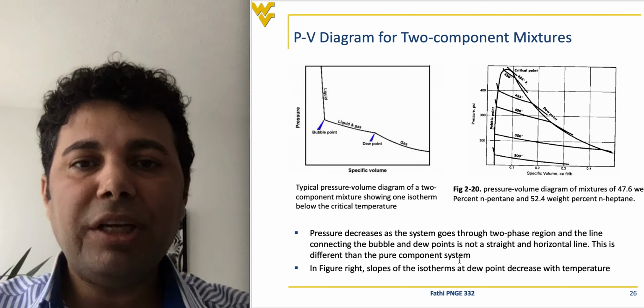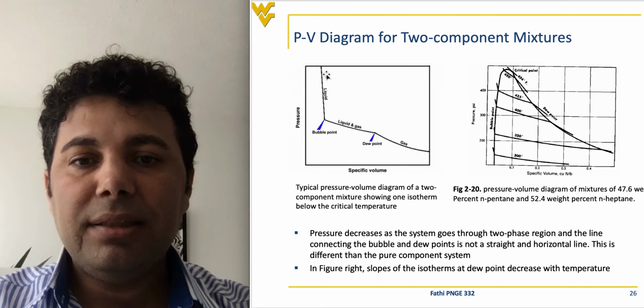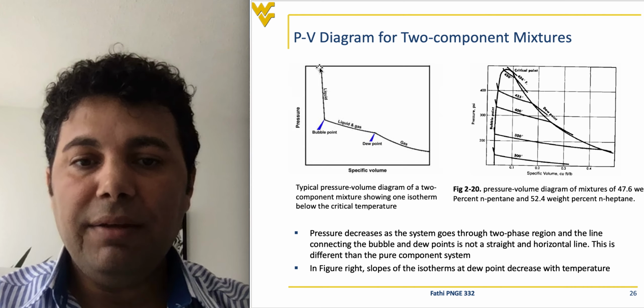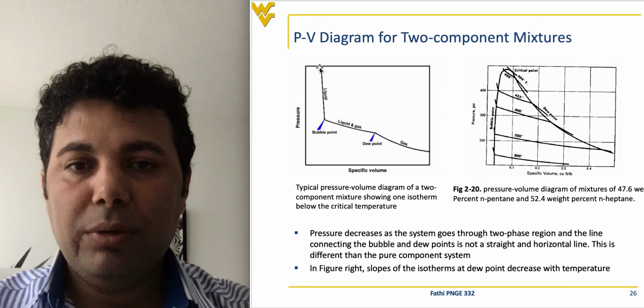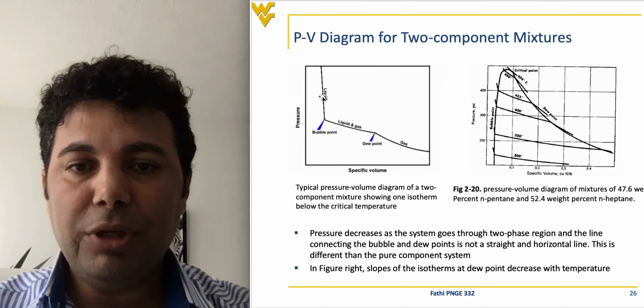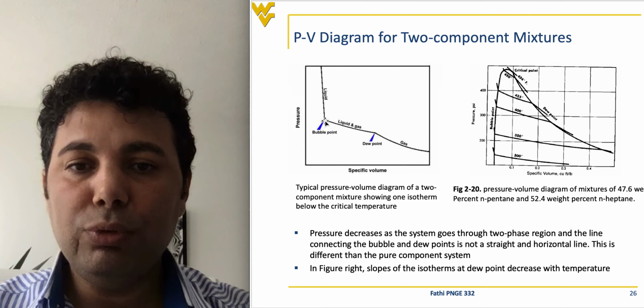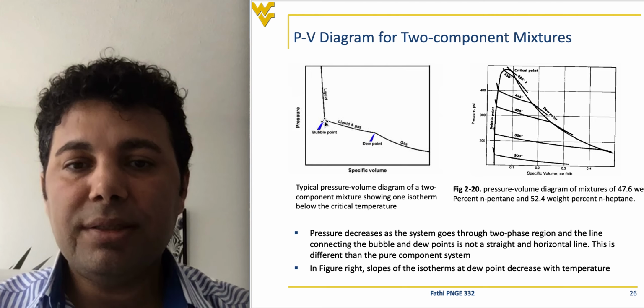If I look at the pressure volume diagram of a mixture of two components, as we said this time, if we are at the high pressure and we have all liquid, as we increase the volume, so we change the volume slightly, the liquid pressure drops significantly till we hit the bubble point. But since this time we have a mixture of two components, the pressure will not stay constant.